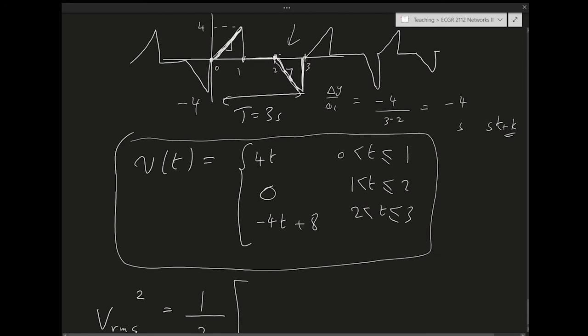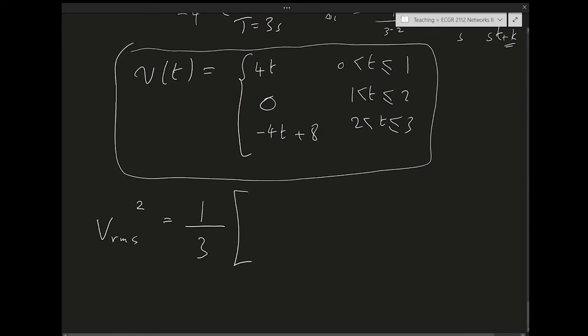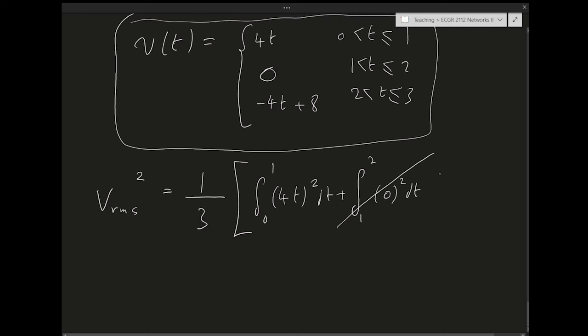And then I need to integrate over 3 intervals. Right? So I take the integral from 0 to 1. And from 0 to 1, the form of the function is 4t. So I end up with the integral of 4t squared dt, plus the integral from 1 to 2, and I have 0 squared. Right? This cancels out. Then I go from 2 to 3, and I have the integral of 8 minus 4t squared dt.